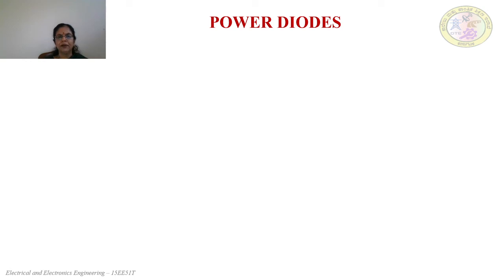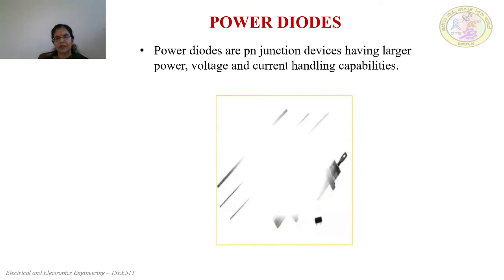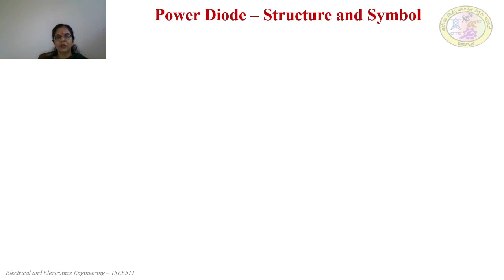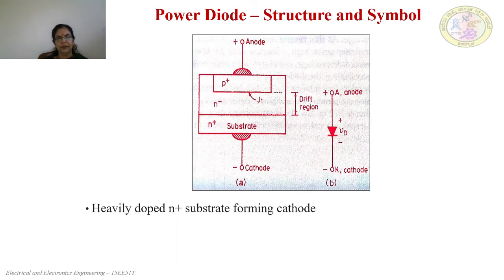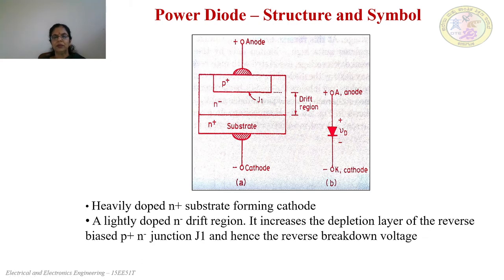Now let us discuss power diodes. Power diodes are PN junction devices having larger power, voltage and current handling capabilities. So power diodes look like this commercially. Now let us look into power diode characteristics, its structure and symbol. Basically, a power diode has two terminals, anode and cathode. The structure of the power diode is as shown.